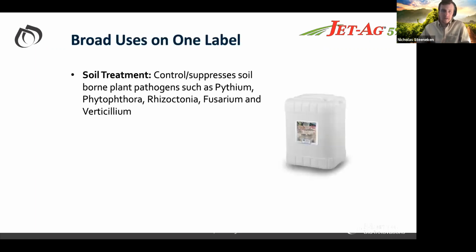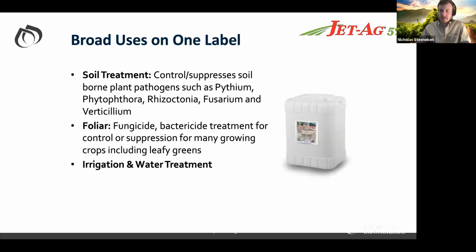It has broad uses on one label. So we have soil treatments, we have foliar applications. You can use it for irrigation and water treatment. Let's say you might not have the cleanest source of water and you're worried about infecting your plants with pathogens. You can treat that water with JEDAG at very low rates.